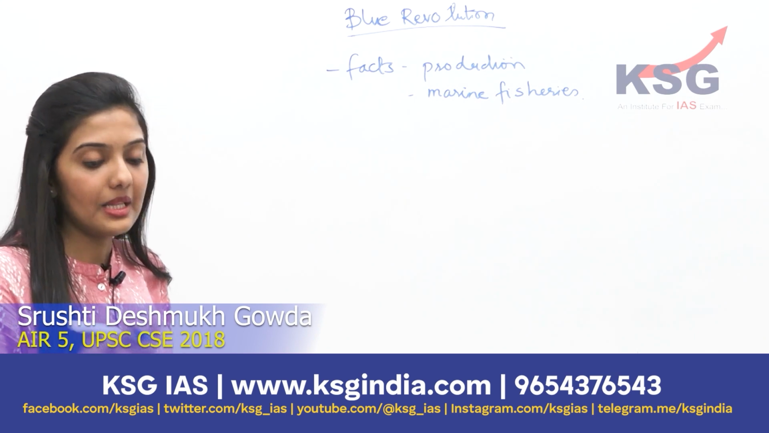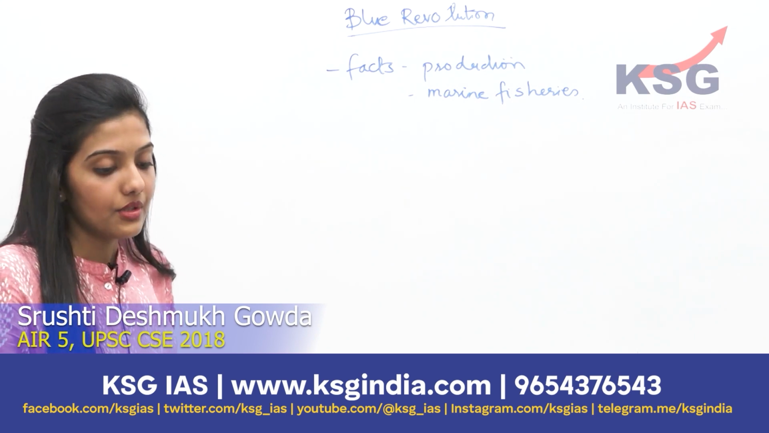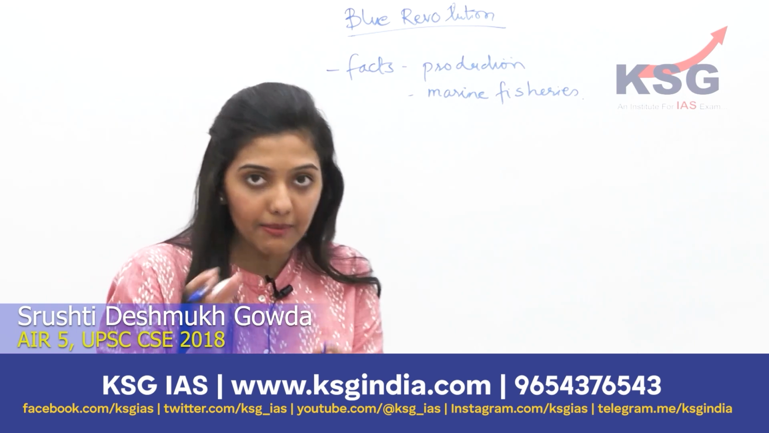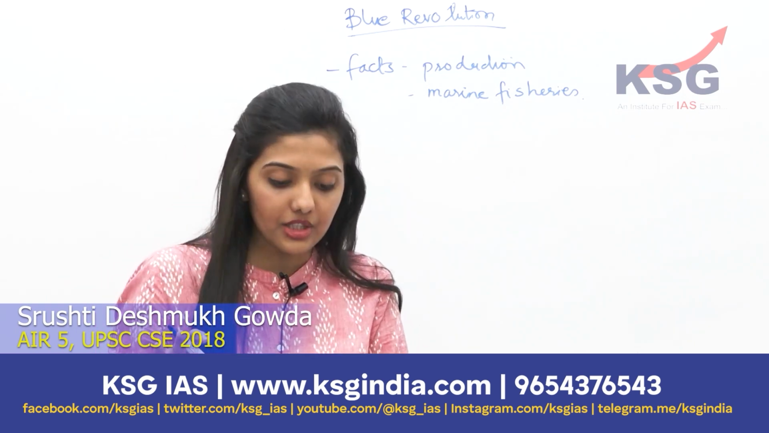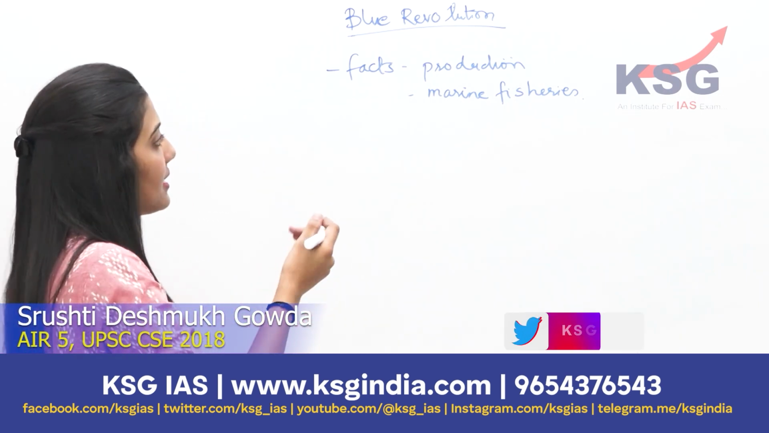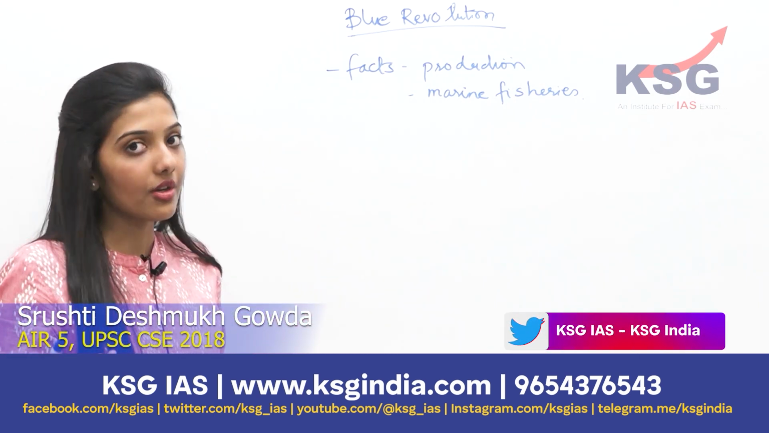Then explain the problem. That's the second part. So you can divide the remaining part of the answer into 2 equal parts. Explain the problems and the strategies for pisciculture. So we read about this when we read about economic geography.